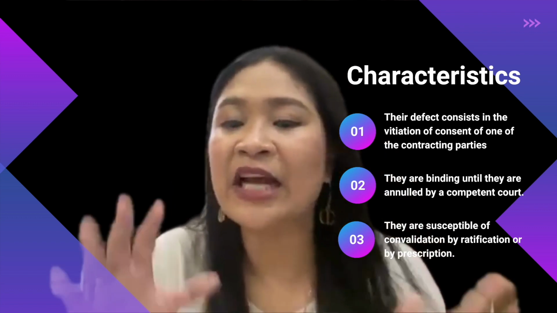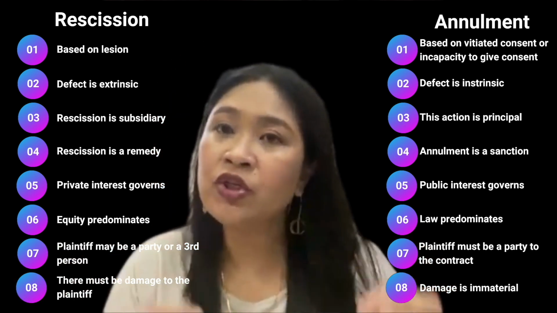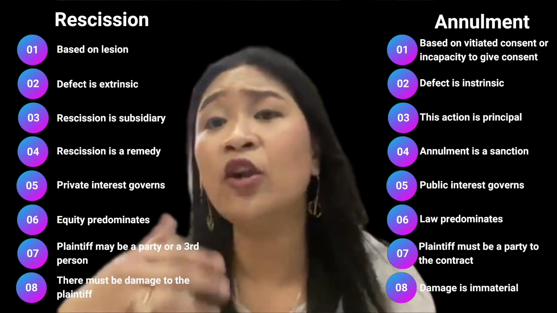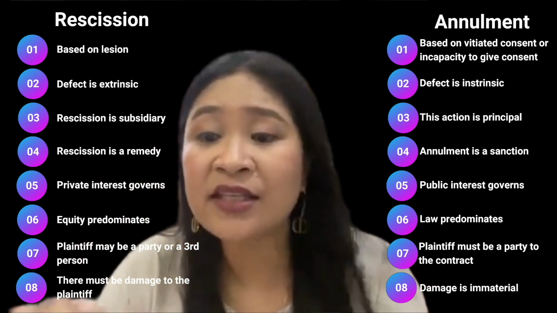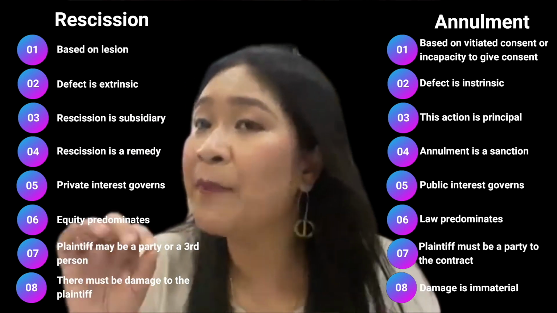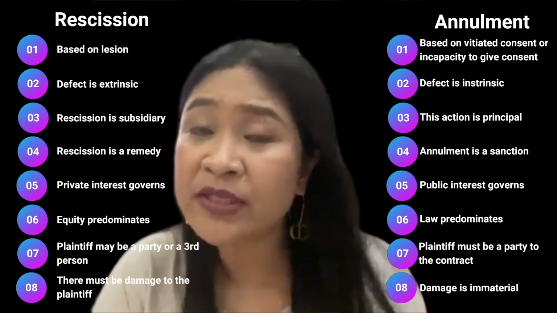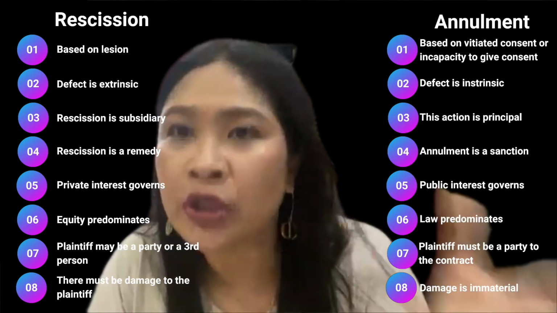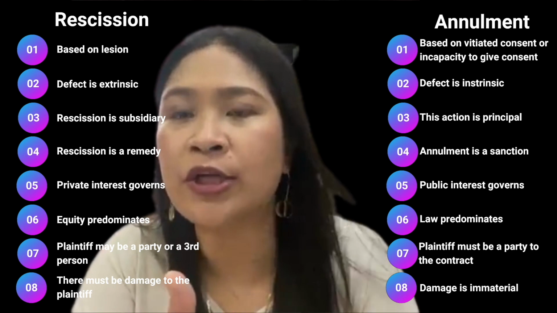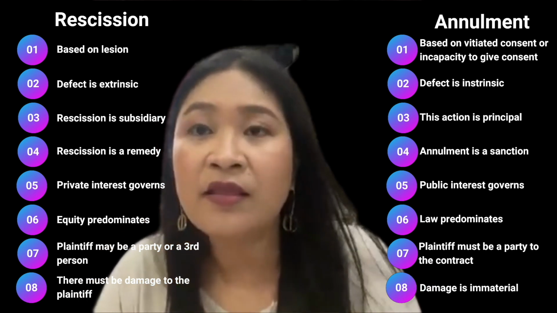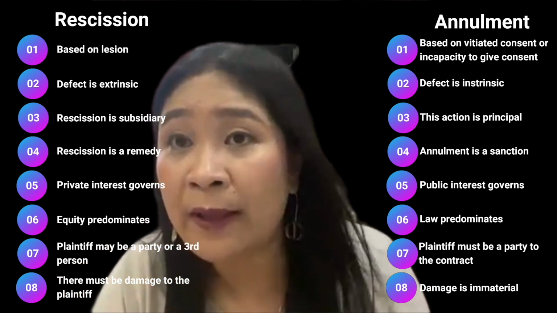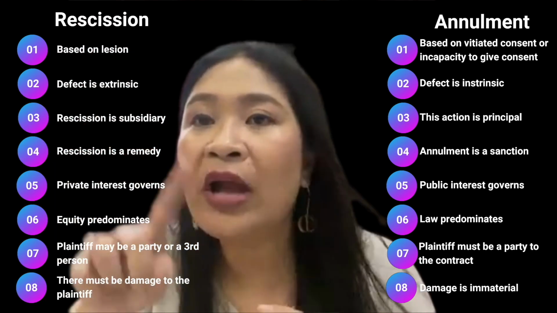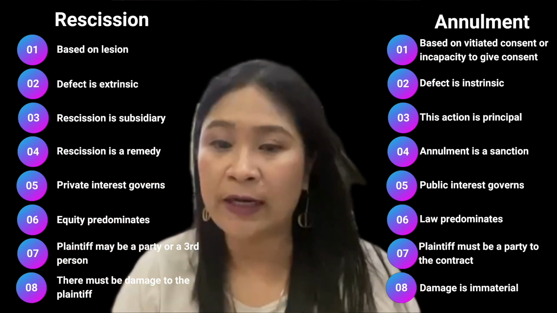So how different is annulment from rescission? We mentioned already that rescission is based on lesion or economic prejudice. In annulment, the basis is the vitiated consent or the incapacity to give consent. In rescission, since we're talking economic prejudice, the defect is external, meaning outside the contract. While in annulment, the defect is intrinsic. Why? Because it involves the elements of a contract. You look at the consent, which is one of the elements of the contract.